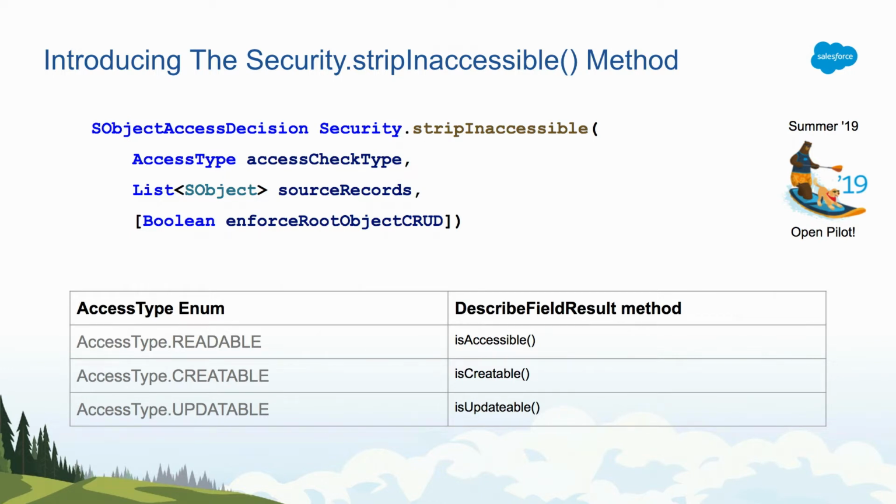The third argument is an optional enforce root object CRUD argument. Normally this is true. It just means that we do the access level check at the object level. If for some reason you're debugging and you want to turn that off, you could use that argument. That's the only purpose that serves.